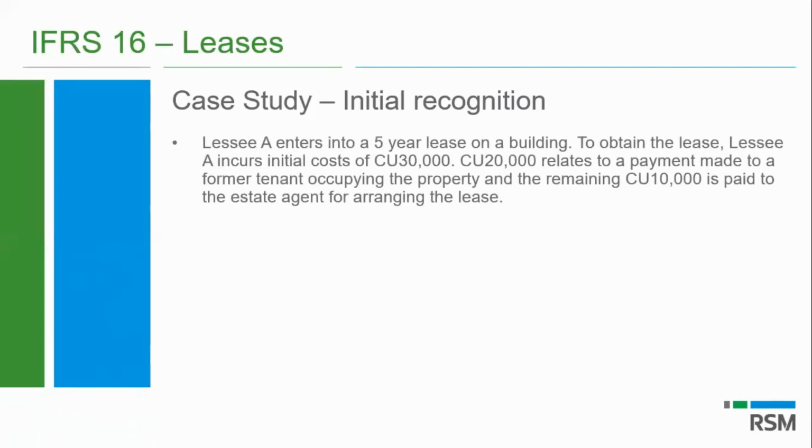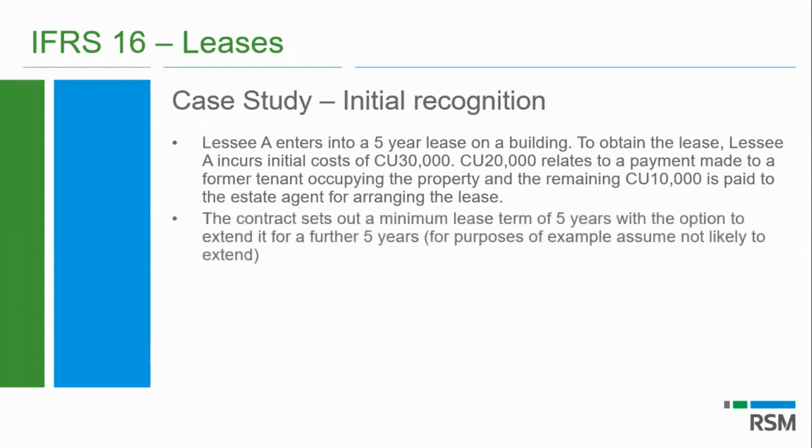So let's look at the scenario. Lessee A enters into a 5-year lease on a building. To obtain the lease, Lessee A incurs initial costs of 30,000 Rand, made up of a 20,000 Rand payment made to the former tenants occupying the property, and the remaining 10,000 Rand was paid to an estate agent for arranging the lease. The lease sets out a minimum lease term of 5 years with an option to extend it for a further 5 years. For purposes of this example, we're going to assume that it's not likely to extend, just to keep the calculation simple. So our lease term there will be 5 years.